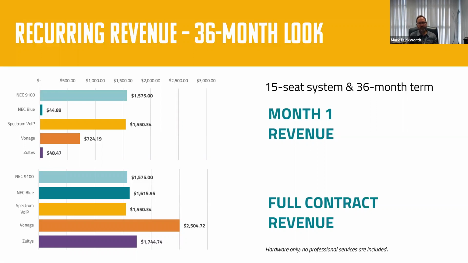But where you can really see the difference is if you look at the full contract revenue, and this is where it gets really interesting, right? With the NEC, both the Blue and the 9100 are largely the same, and Spectrum VoIP is largely the same. With Vonage, you get an extra $1,000 over those 3 years. With Zoltus, you're going to get a couple extra $100. So it depends on what's most important to you.